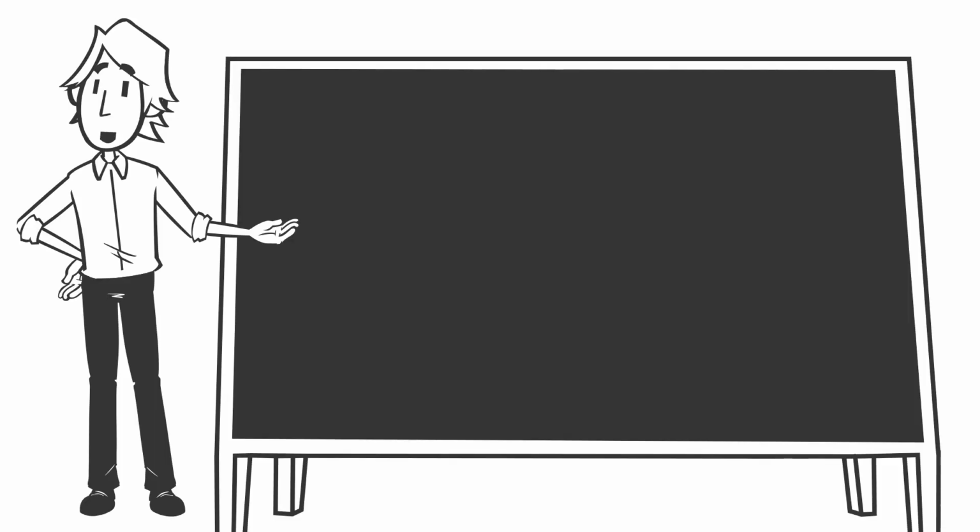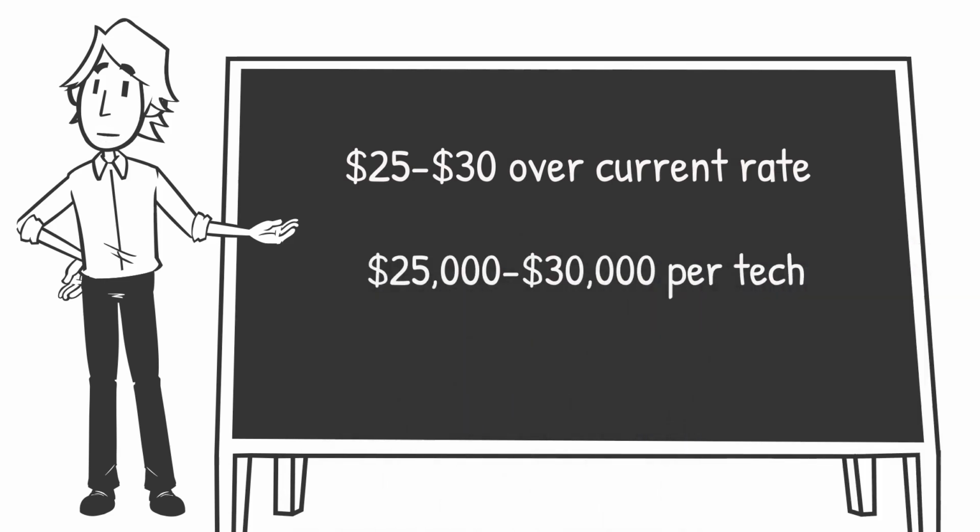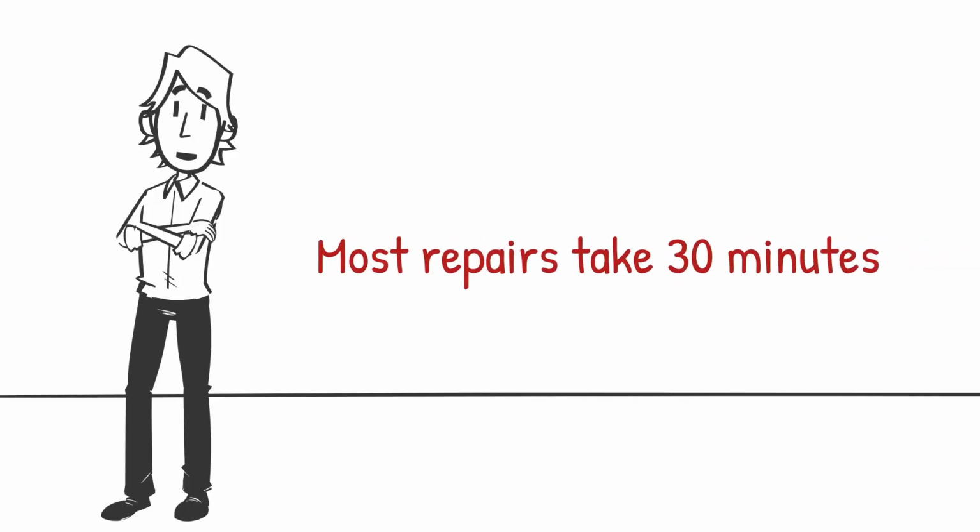Generally, the best starting point is to set the new labor rate at approximately $25 to $30 per hour over the current time and materials labor rate. That should deliver an additional $25,000 to $30,000 per technician in the first year. Thereafter, rates can be raised incrementally to keep up with inflation and to add to the bottom line as needed. If that seems high, consider that most repairs will take approximately 30 minutes to complete. A $30 increase in the hourly rate will only increase most repairs by $15.